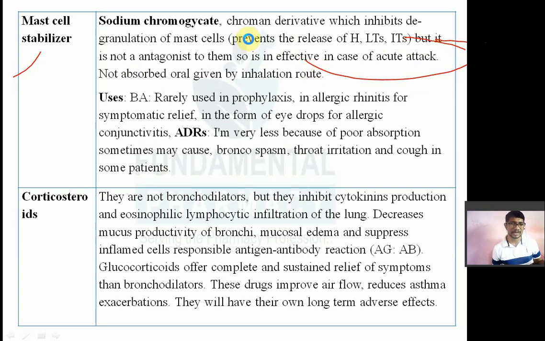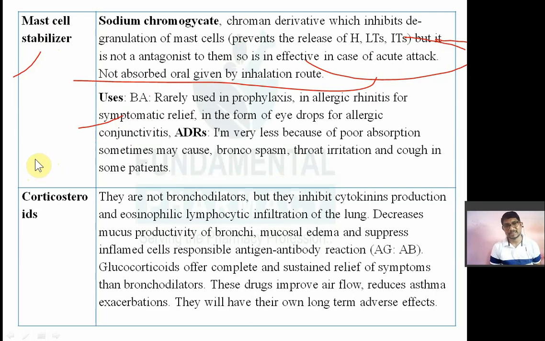In an acute attack, the mediators have already been released, and that is why you got the attack. So in an acute attack it has no use. It is used for chronic asthma, for prophylaxis, prevention of chronic asthma. It is not absorbed by the oral route, so it is given by inhalation. What is its use? Used for prophylaxis of bronchial asthma.